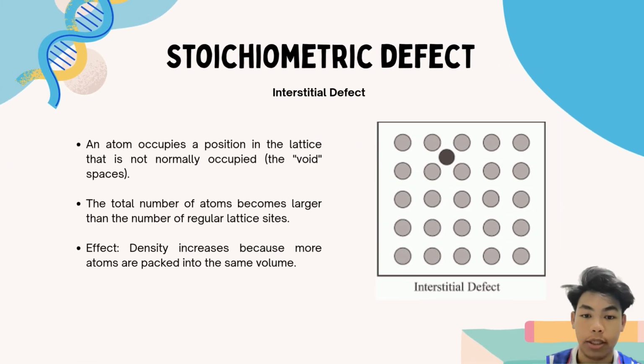The second type is the interstitial defect. This happens when an atom occupies a position in the lattice that is not normally occupied in a perfect crystal. Because of this, the total number of atoms becomes larger than the number of regular lattice sites. As a result, the addition of these extra atoms causes an increase in the density of the substance.